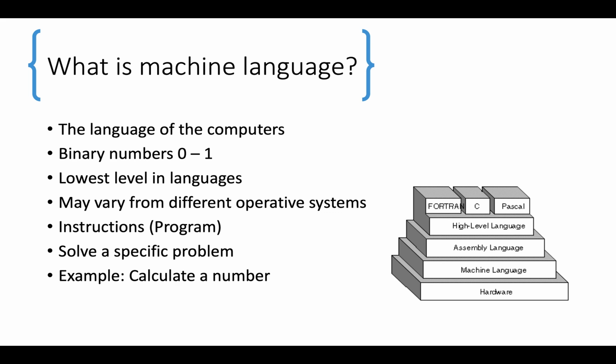We tell the computer what to do. And all these instructions are called a program. A program is often used to solve a specific problem and could be as easy as to calculate a given number.